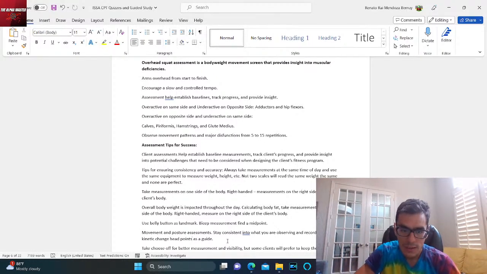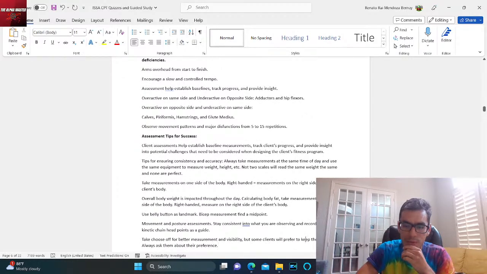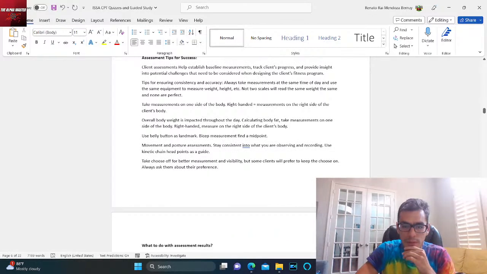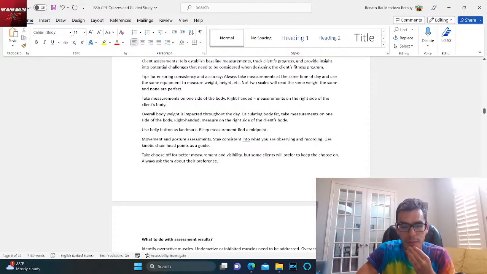Use kinetic chain checkpoints as a guide. Take shoes off for better measurement and visibility. Some clients will prefer to keep their shoes on, so always ask them about their preference.